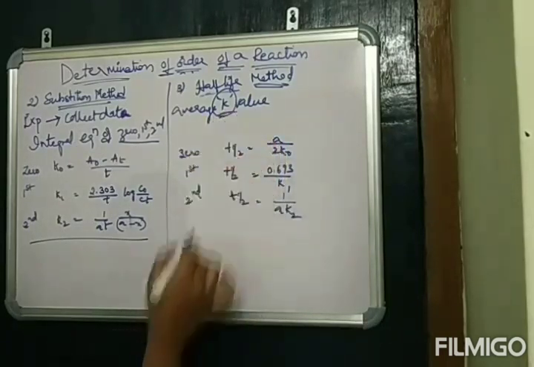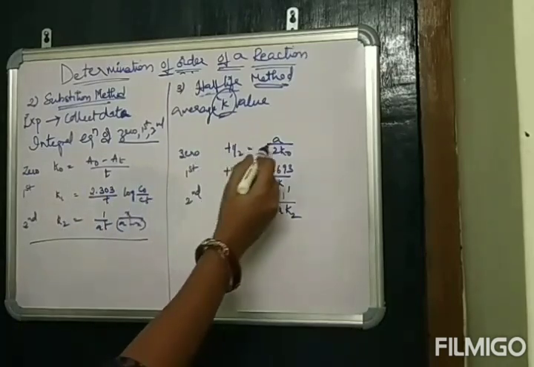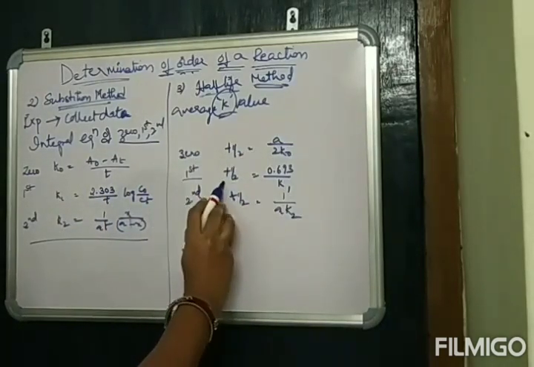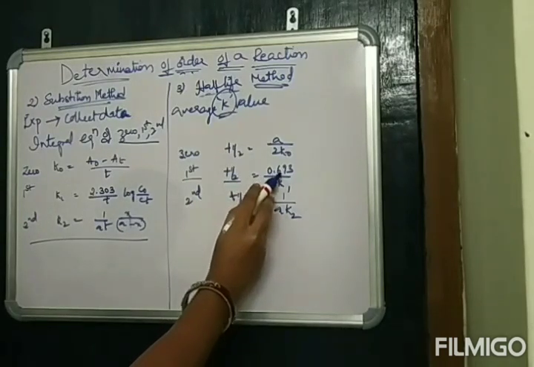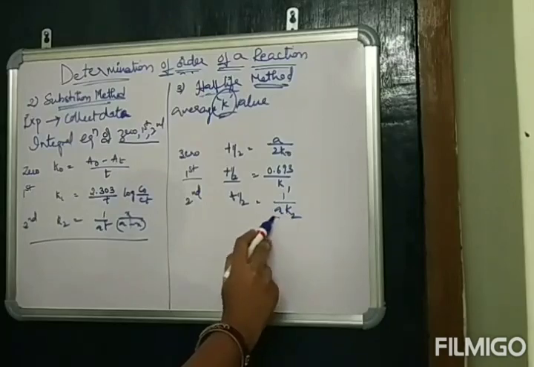We have to find out the average k values from the previous methods, either graphical or substitution method, and we have to substitute these k values in the half-life equations for zero order, first order and second order. Zero order half-life t-half is equal to a by 2 k0, and first order half-life t-half is equal to 0.693 divided by k1, and second order t-half is equal to 1 by a k2.